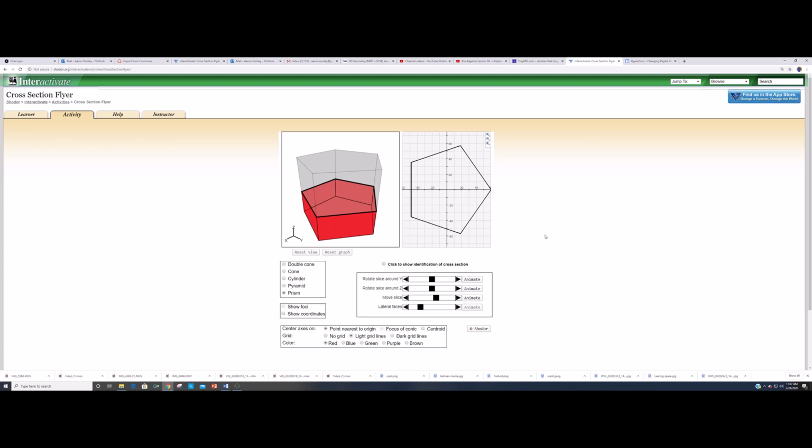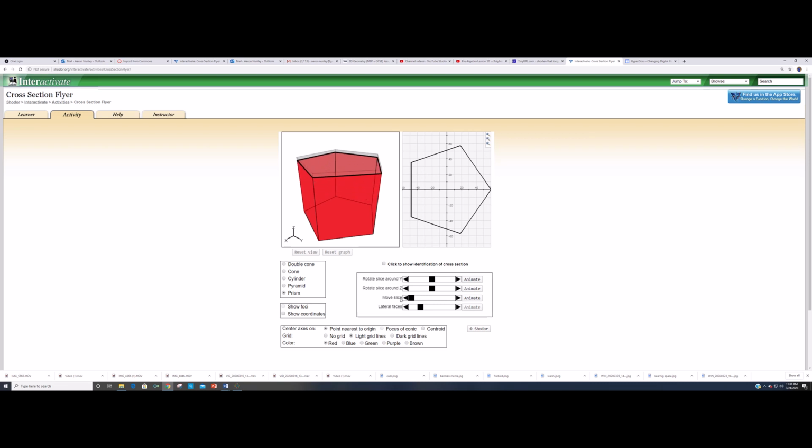Now, I talked to you in a previous video about how this tool can help us see what cross sections look like. So I want to speak specifically today about what happens when you slice this horizontally, and then what happens when you slice it vertically. I want you to notice a couple quick things here. If I have a pentagonal prism and I slice it across horizontally, it doesn't matter where I slice it from, if it's near the top or in the middle or near the bottom, the shape of the cross section always matches the shape of the bases.